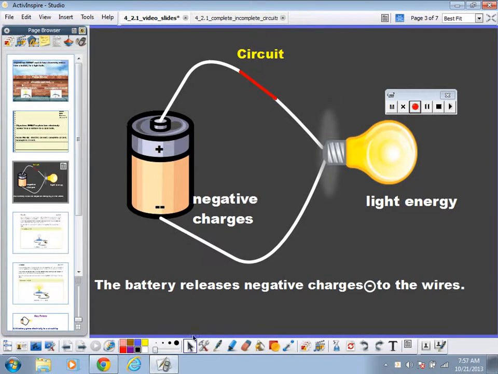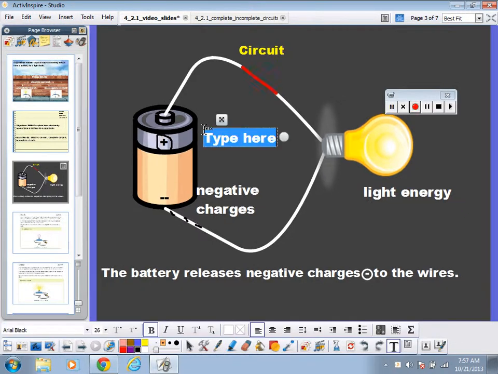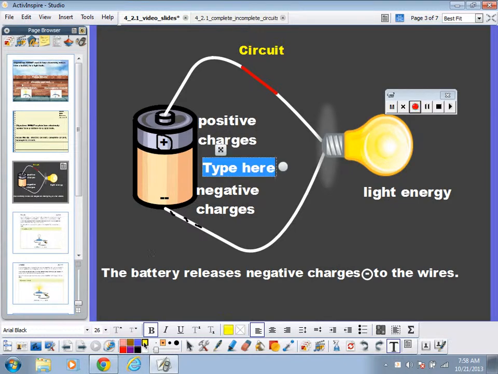And so what happens is that the negative charges come out of the battery and they come into the wire and they start to move, because if you see on the other side of the battery is this, and do you remember what that one is called? It's called a positive charge. So we have negative charges and positive charges. And what do negative charges and positive charges do? Do they attract or do they repel?